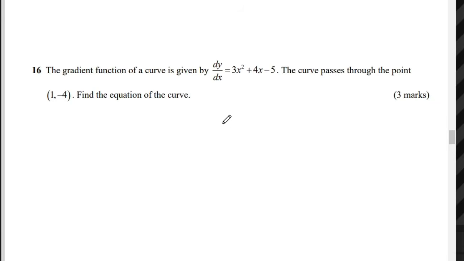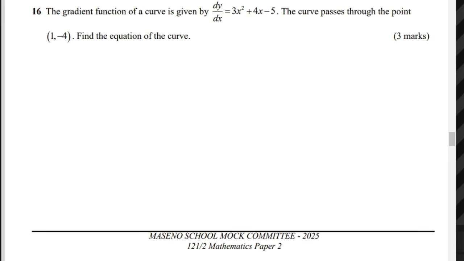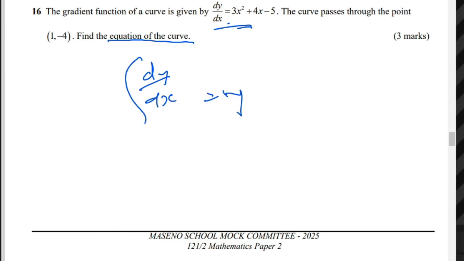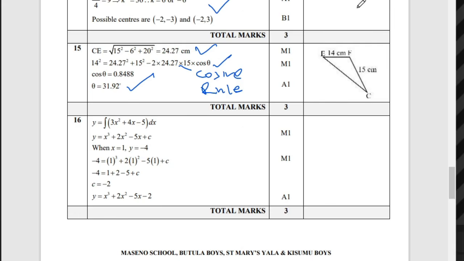The gradient function of a curve is this. The gradient function of a curve is given by this. The curve passes through this. Find the equation of the curve. So you need to integrate this function because we are going back from the gradient. Remember, we have dy over dx. So to get y, you need to integrate this one. And that is the equation of the curve.